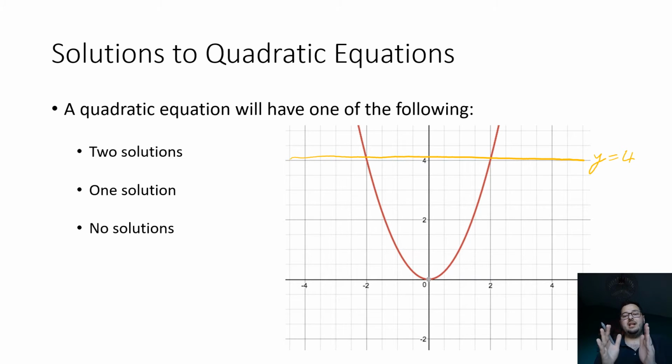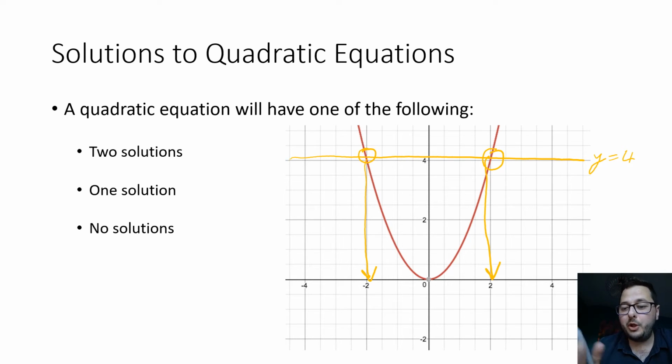Now, where does that graph cross that line y equals 4? Well, the graph crosses the line here and also here. So this equation equaling 4 would give two solutions, which are actually going to be minus 2 by the look of it. So that is minus 2 and plus 2. So y equals 4, that's going to give us two answers. So that's an example where there are two solutions.